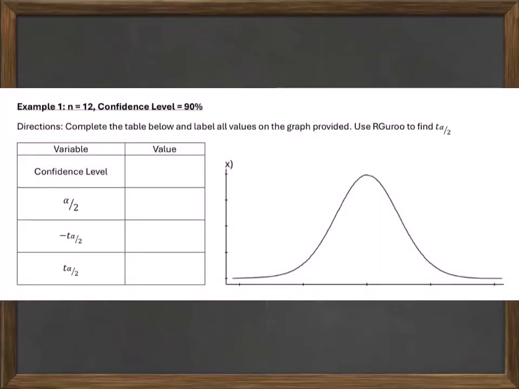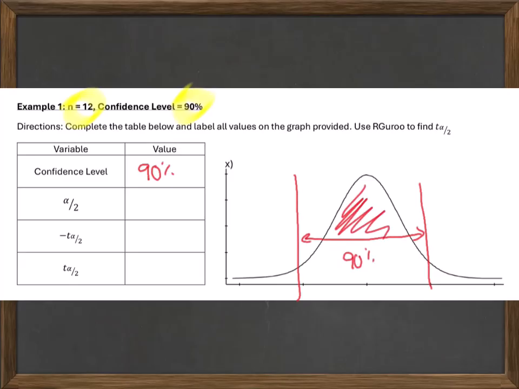All right, let's look at this first example. We are told in this example that n is equal to 12 and that our confidence level is 90%. So let's go ahead and fill out our confidence level. Let's get a rough sketch down on this picture just to visualize what this is telling us. What this is saying is that the middle 90%, the area under this curve here, is 90%. Okay, so let's go ahead and label that, and then let's label the area in the tails.